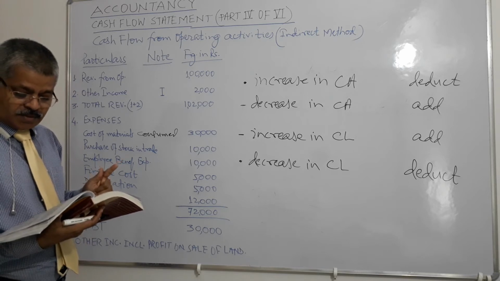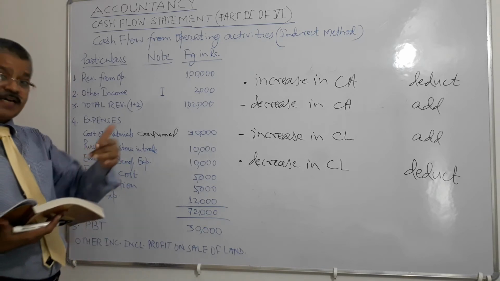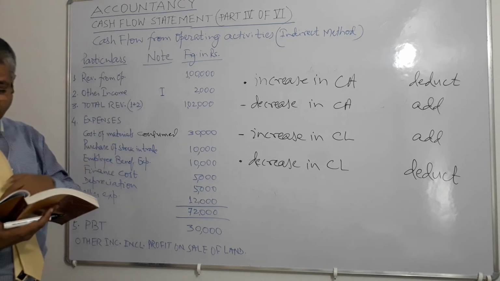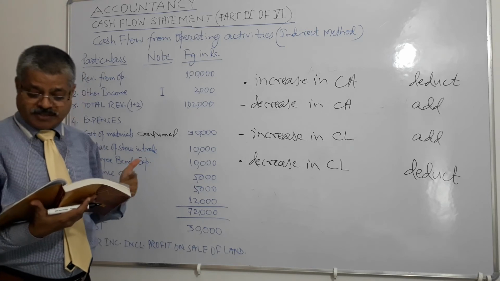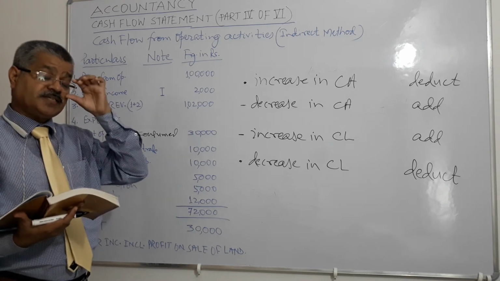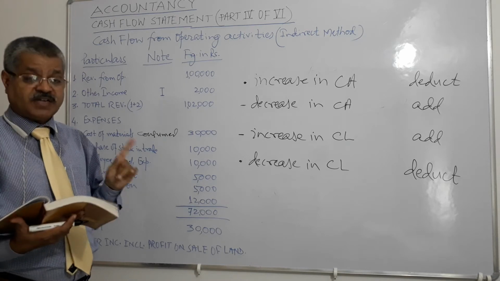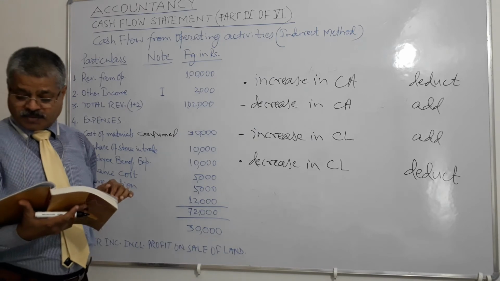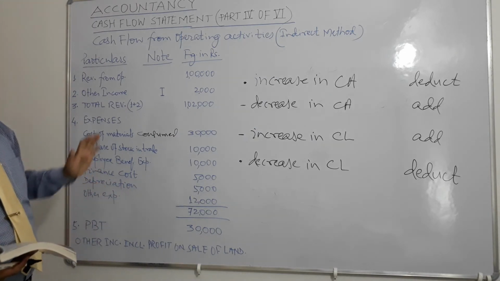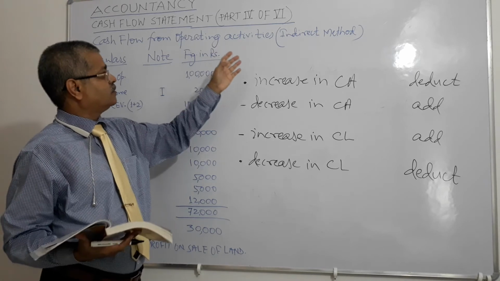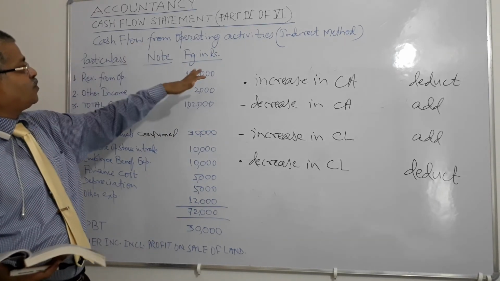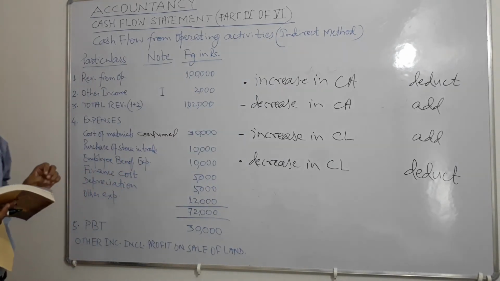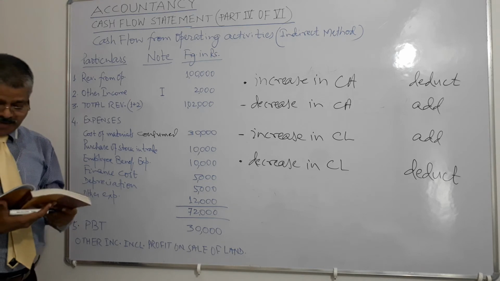Another thing is the direct method, which we discussed in part 3 of 6, right? Direct method provides information which is useful in estimating future cash flows. It helps in estimating future cash flows. But such information is not available under indirect method. However, in practice, a very large number of companies use the indirect method for arriving at net cash flow from operating activities, right?